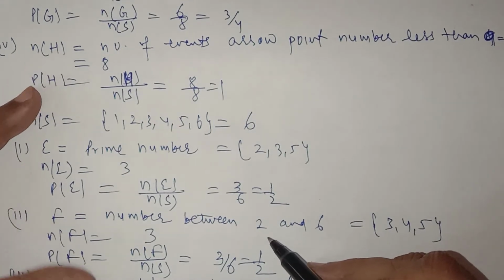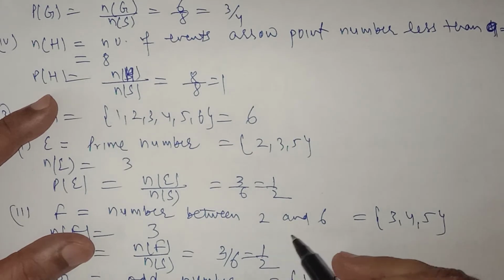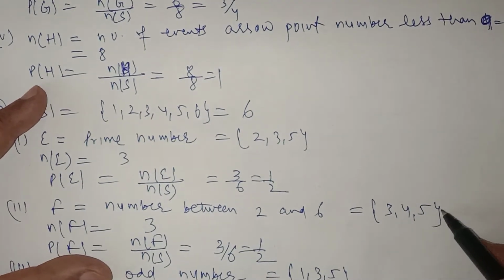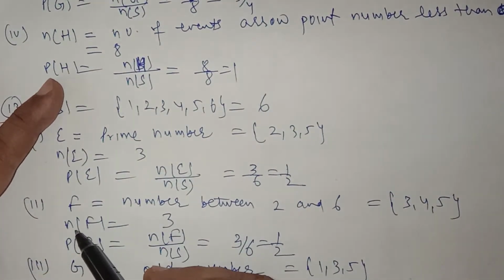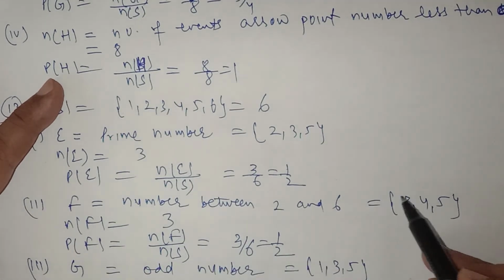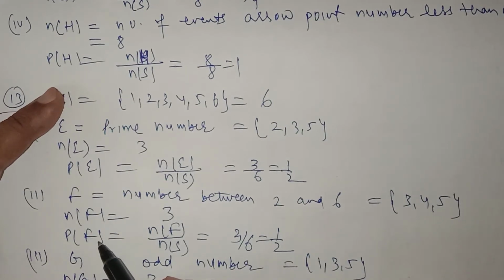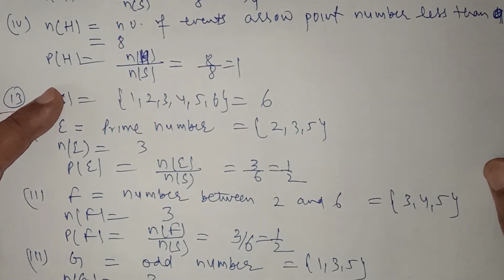In the second part, you have to find the probability of a number between 2 and 6. The numbers between 2 and 6 are 3, 4 and 5. So there are 3 events and I have let the event be F. So NF is 3. 1, 2, 3. These are 3 events. So the probability of F, that is the probability of getting a number between 2 and 6, is 3 upon 6 when a die is thrown once.